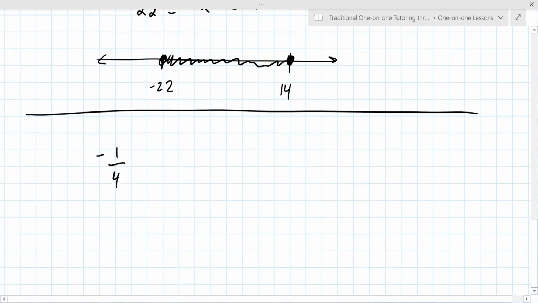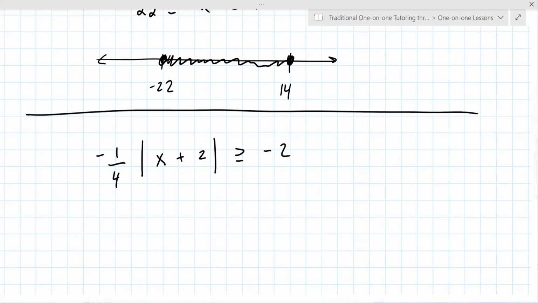Okay, let's have you try another one here. Just give it as much effort as you can on your own here. Let's go x plus 2 greater than or equal to -2. All right. Give this one a try, please.